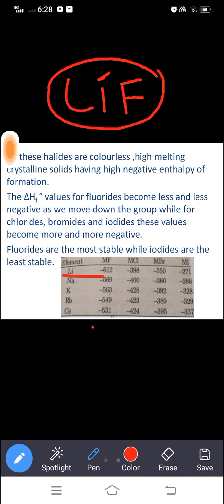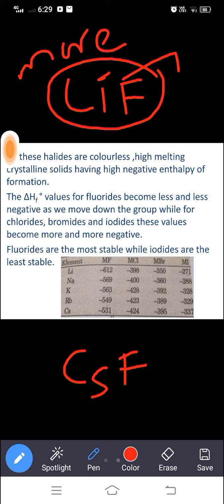When you move down the group, the size increases. As the size increases, the bond length increases, and as the bond length increases, it can break easily. So the enthalpy of formation of cesium fluoride will be less, and cesium fluoride will be less stable. That is the reason lithium fluoride is more stable and cesium fluoride is less stable. If you want to remember the negative values, you can, but this is the concept.